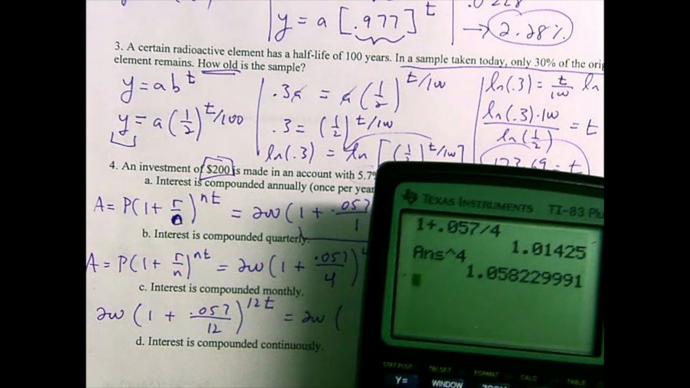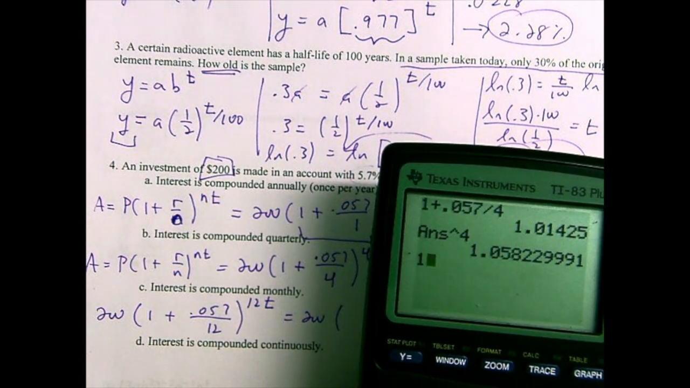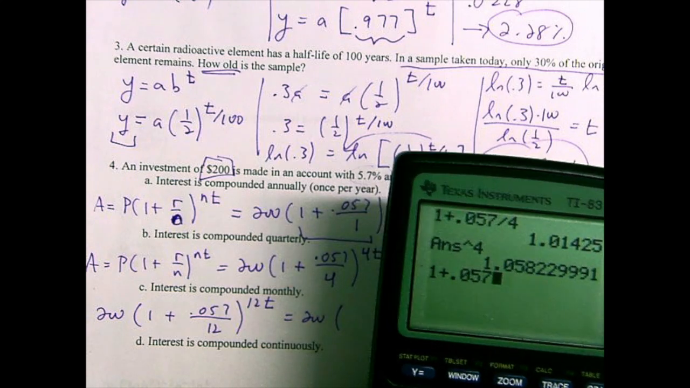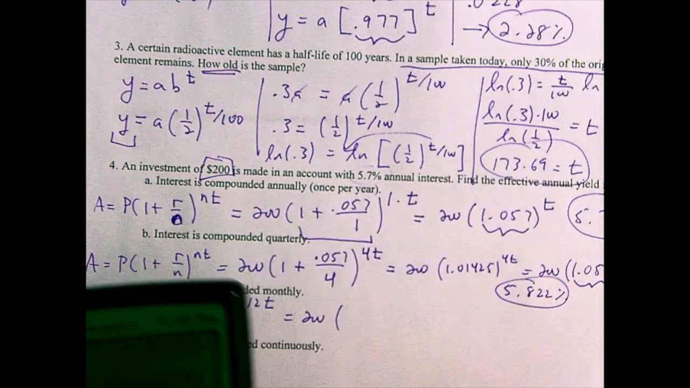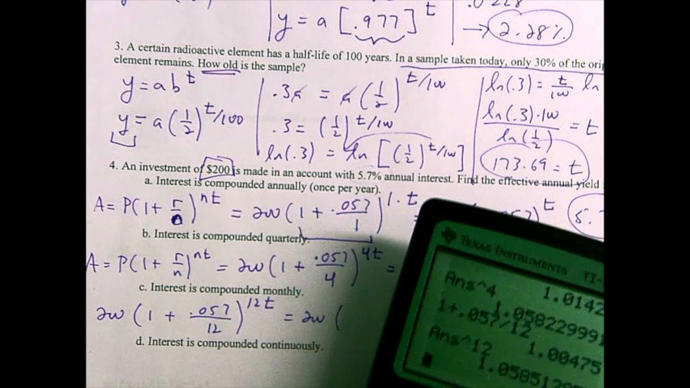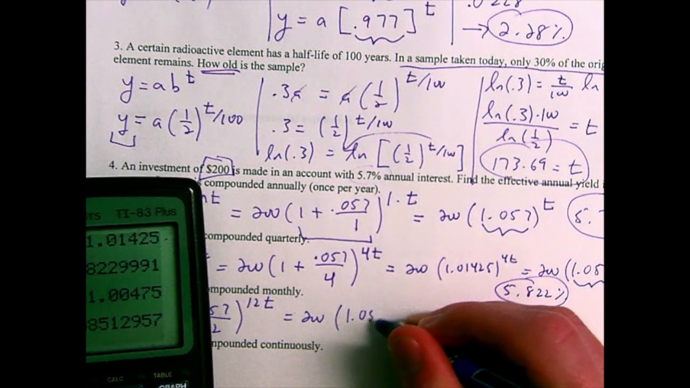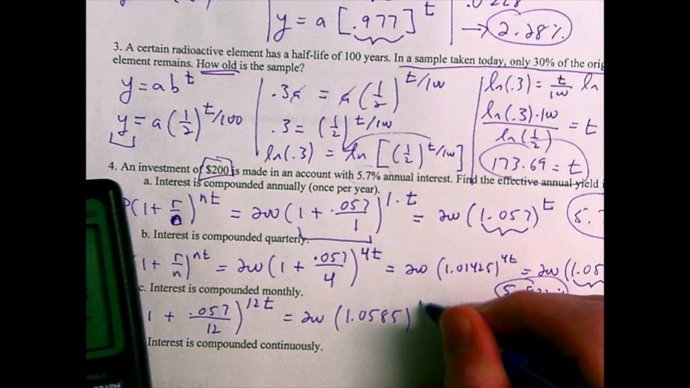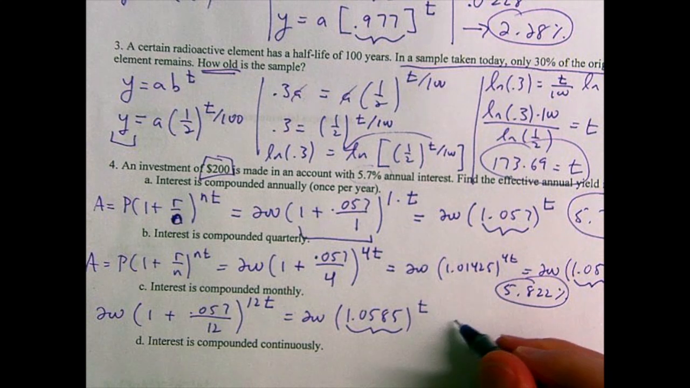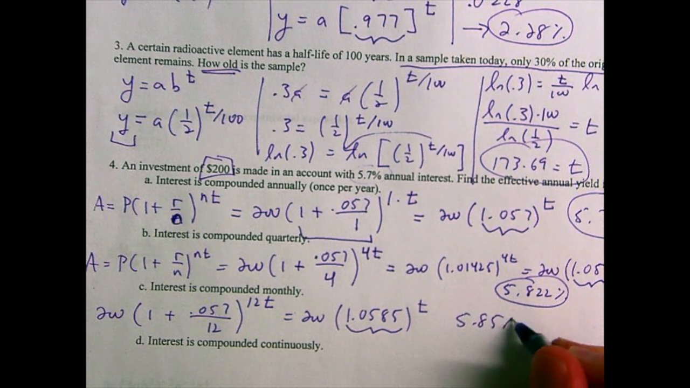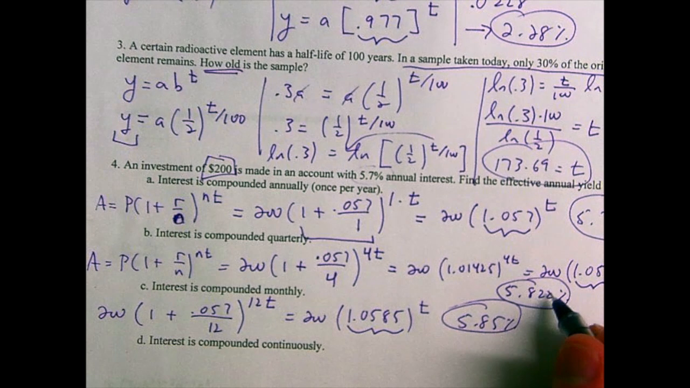So what is that expression in parentheses? It's 1 plus 0.057 over 12. Okay, and then if you raise that to the 12th power, that's going to be the expression inside parentheses when the t is by itself. So there we have it. Since you're multiplying by this number every year, that means you're increasing by 5.85%. Okay, so it's a little bit higher than the previous one.